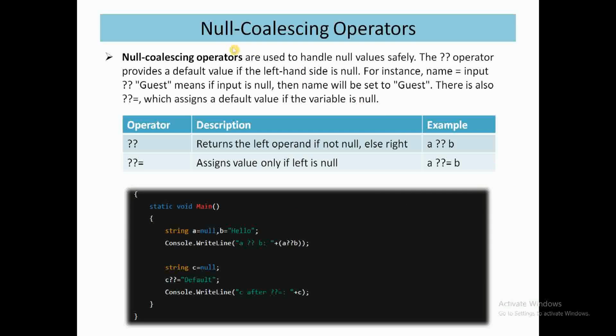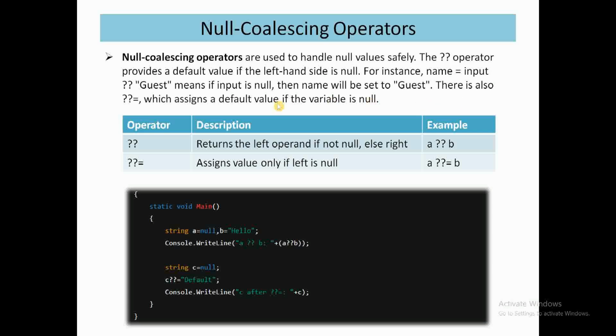Next we have the null-coalescing operators. These operators are used to handle null values very safely. They are used with the double question mark operator and the double question mark equal to operator. The null-coalescing operator provides a default value: if the left-hand side is null, then it gives the value from the right-hand side. For instance, name is equal to input double question mark guest means if input is null, then we get the guest result.